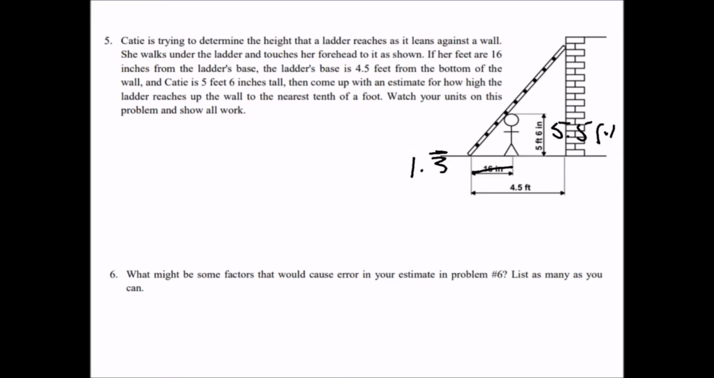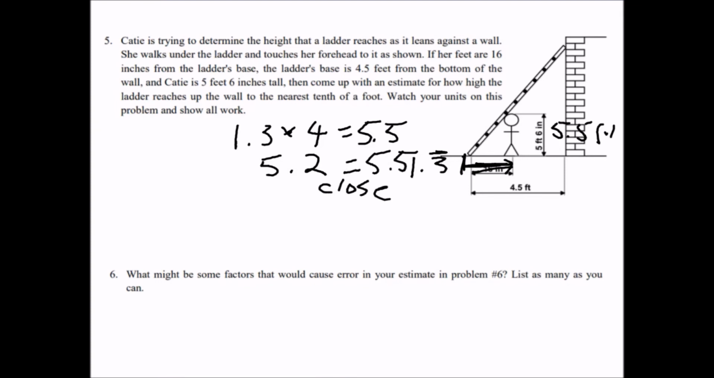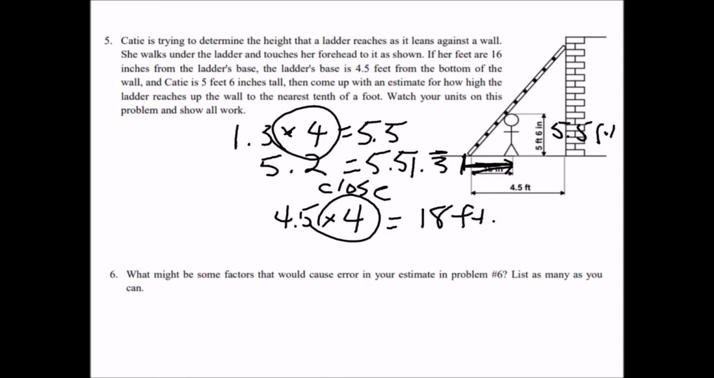Now it just says to estimate. Now if she's 1.3 feet from the base of the ladder and her height is 5.5 feet, 1.3 times about 4 or 5. Let's start with 4. Does that give us something close to 5.5 feet? Well, that's about 5.2 feet. That's 5.5 feet, so it's close. So if we take 4.5 and do the same times 4, again, just an estimate, we get that this should be about 18 feet.